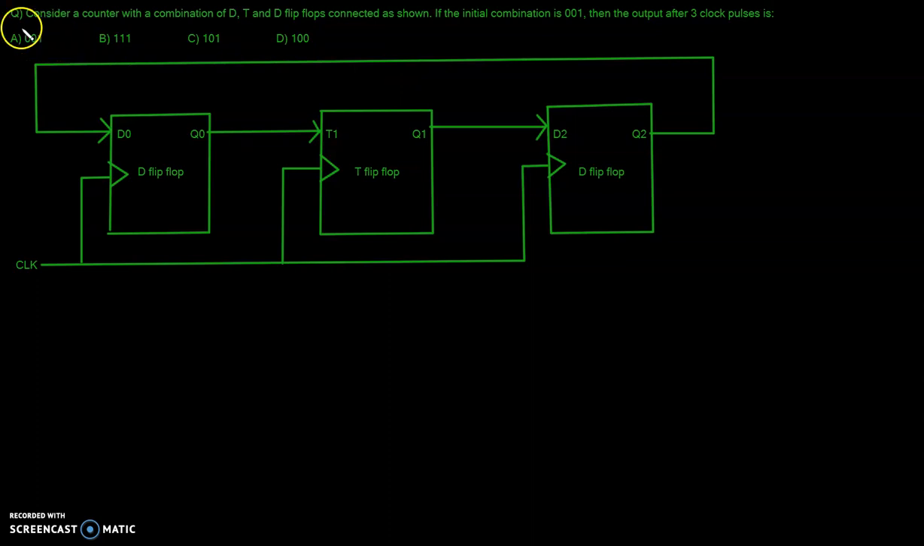So the question says, consider a counter with a combination of D, T and D flip-flops connected as shown. If the initial combination is 0, 0, 1, then the output after 3 clock pulses is, and these are the options. As you can see, we have a D flip-flop, T flip-flop and another D flip-flop. They are saying that the initial combination is 0, 0, 1, MSB first.